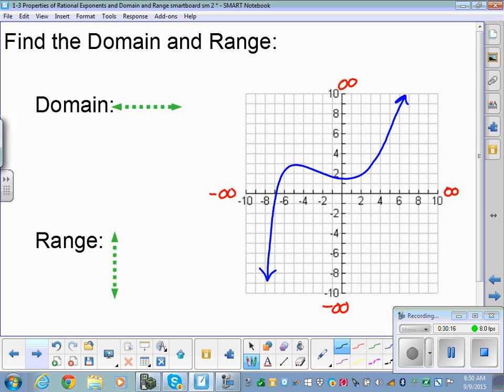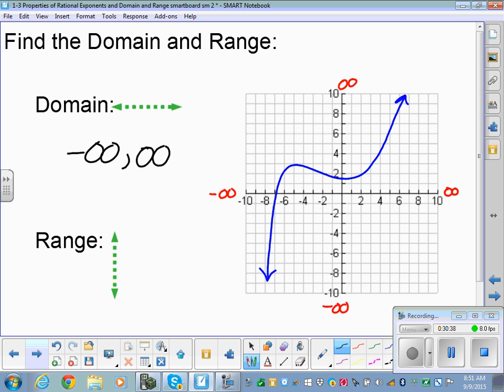Okay, finding the domain and range. Shift your eyes. Domain is left and right. I don't care if it's going up or down. Left and right. So looking to the left, where's my function growing? It's growing this way to negative infinity. Good. And then where's it growing to the right? Positive infinity. Very good. Did not matter that it was growing up.